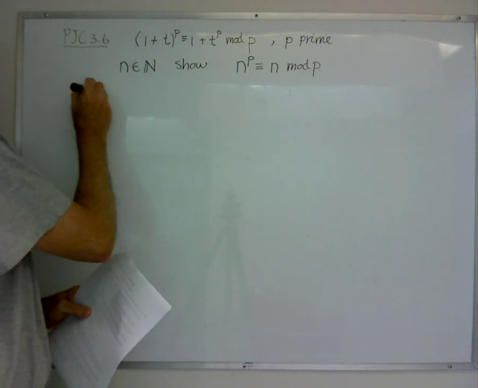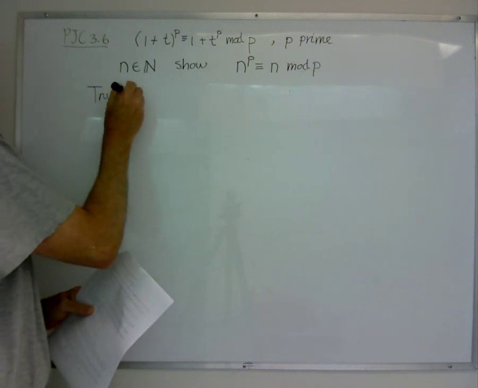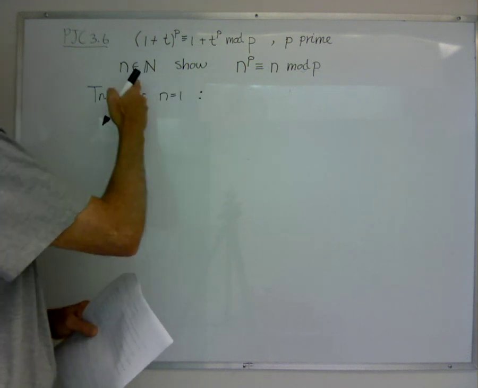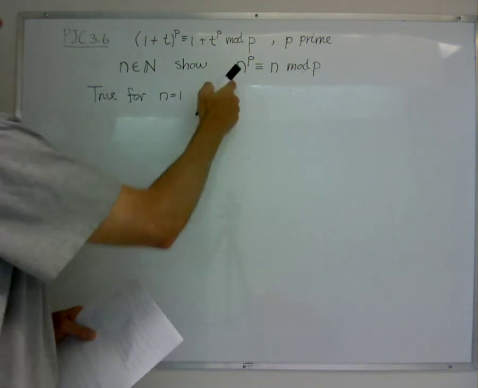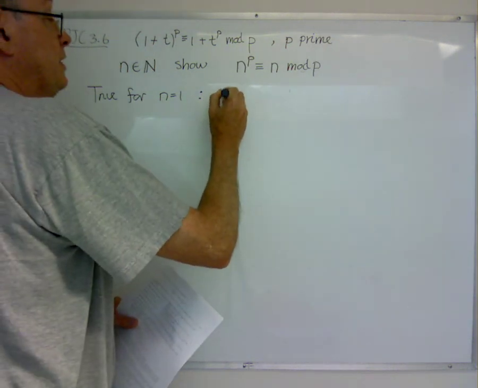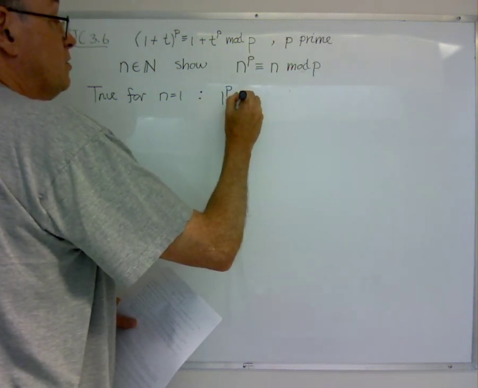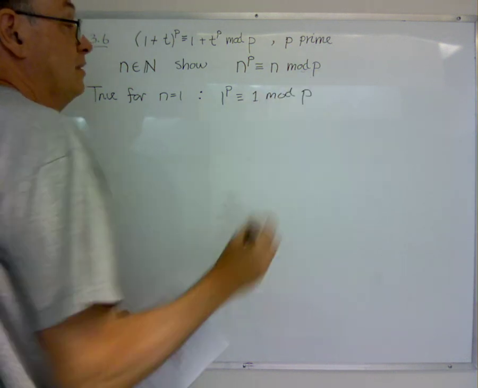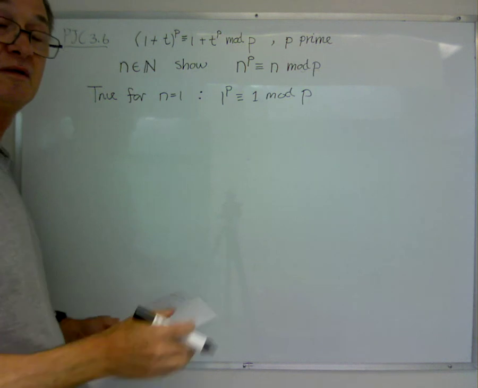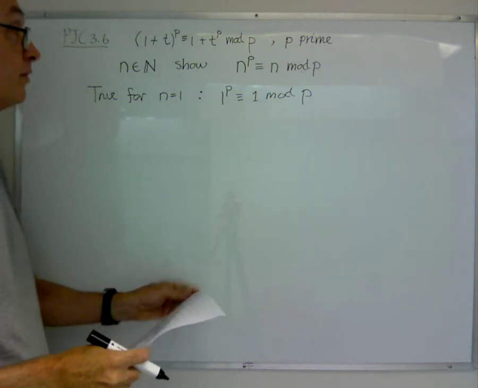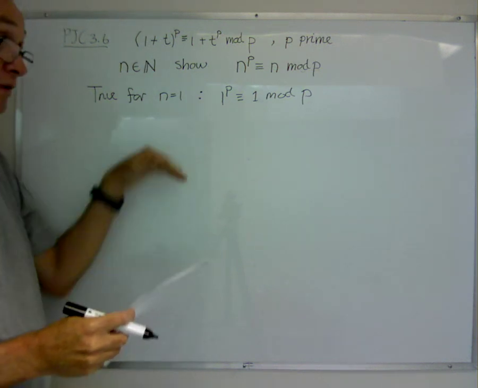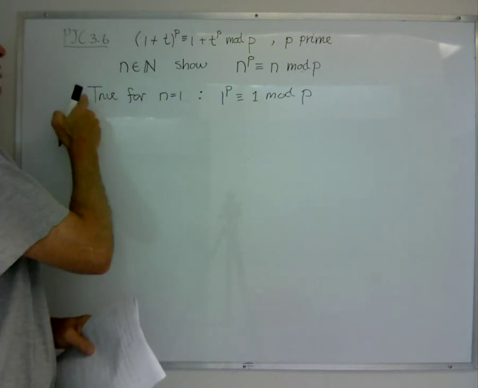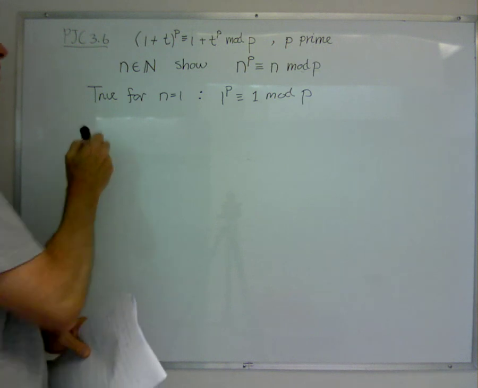So it's true for 1. It is true for n equal to 1, because if I put n equal to 1 in here, then 1 to the power p is obviously equivalent to 1 mod p. Right? p is a prime number, it's 2 or 3 or 7 or 29 or some other fixed prime number throughout the problem. So this is your base step in the induction.